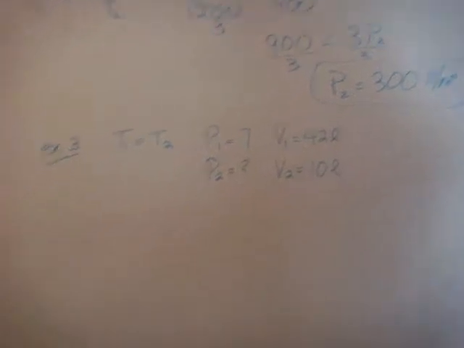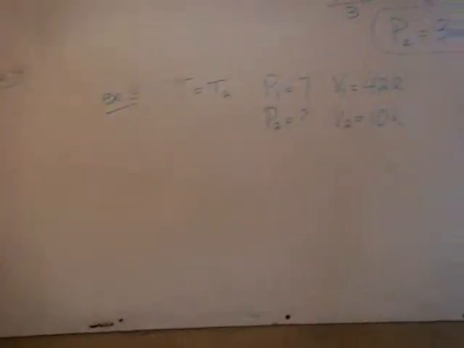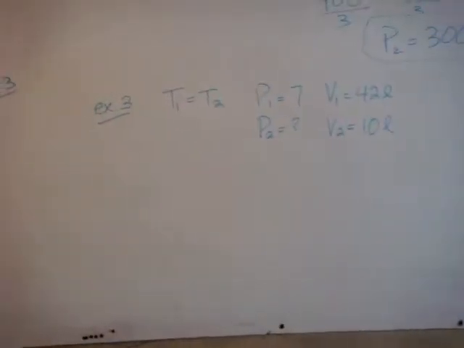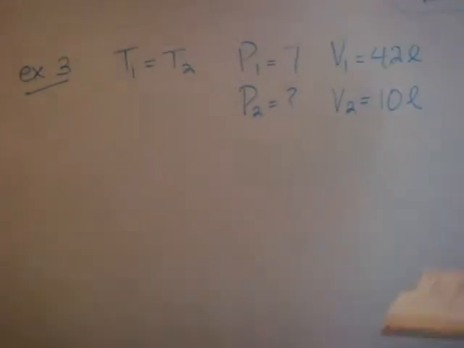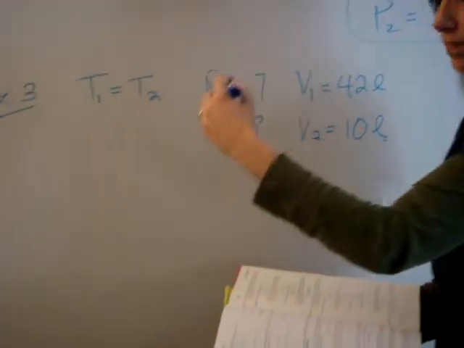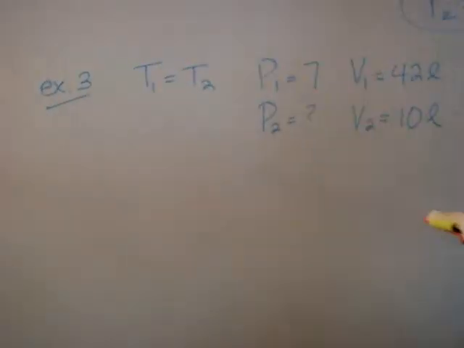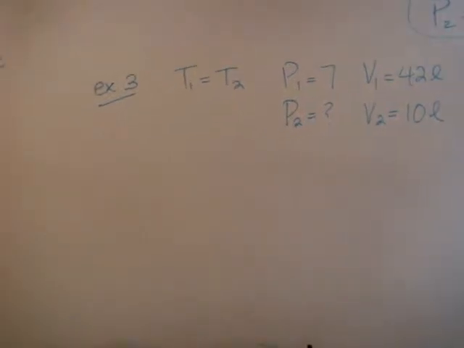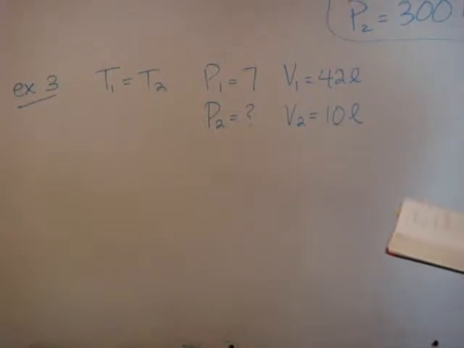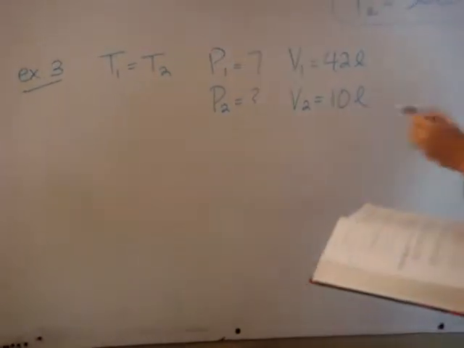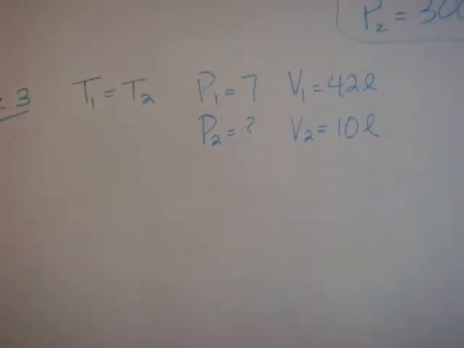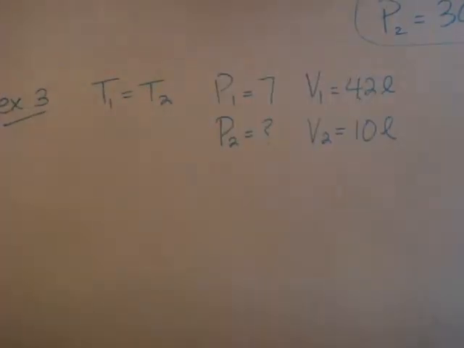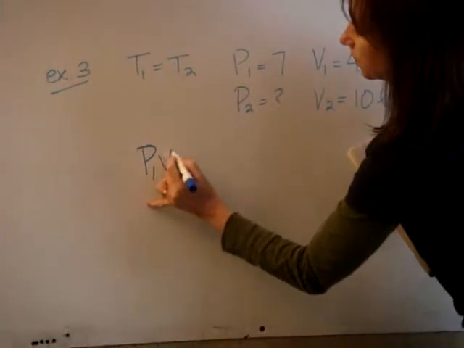Let's quickly do the third problem before my YouTube video runs out of time. Example 3 says the temperature of a quantity of ideal gas was held constant in the experiment. So this time the temperature is held constant, so when we go to write the formula down, we'll just be able to cross out the temperature. The original pressure was 7 atmospheres. The original volume was 42 liters. If the volume was reduced to 10 liters, what was the pressure? So this is the same thing. We're just going to fill in our equation. We'll be able to cross out the temperature part because it's held constant.